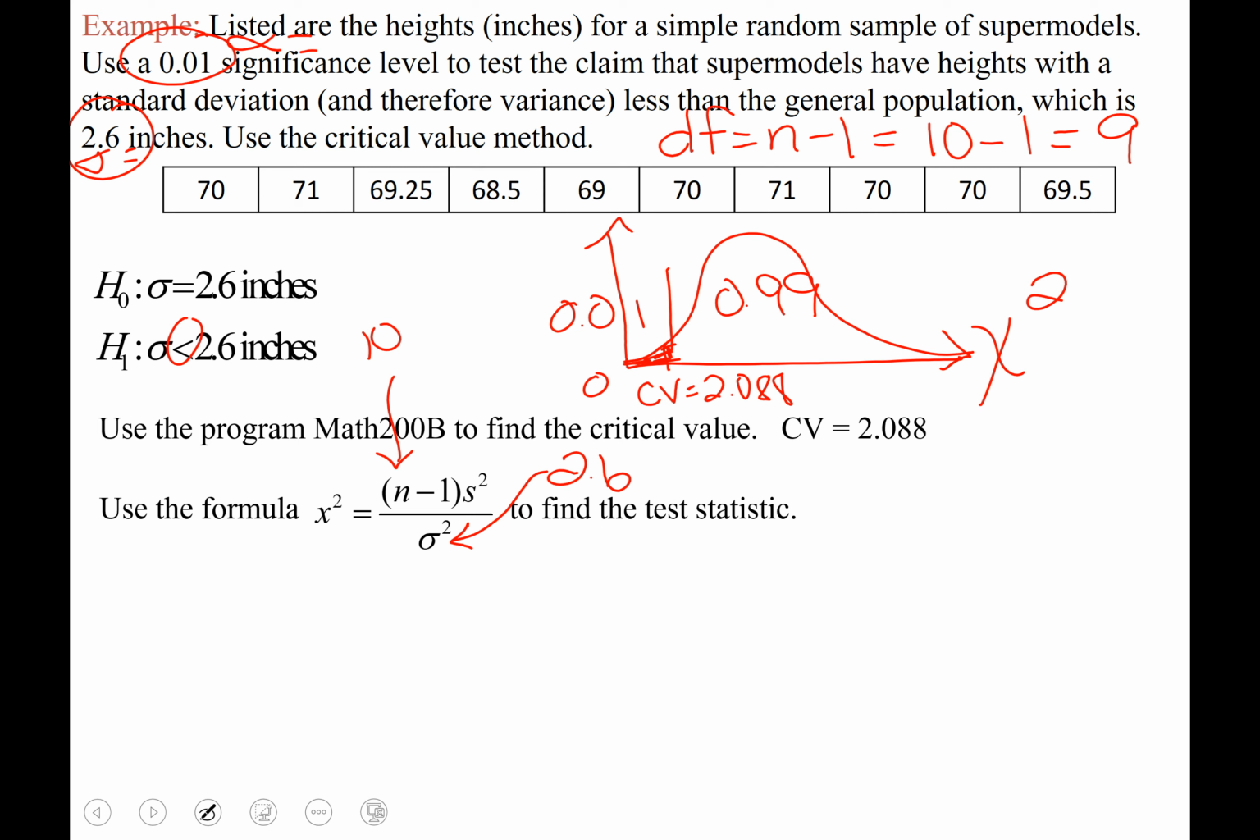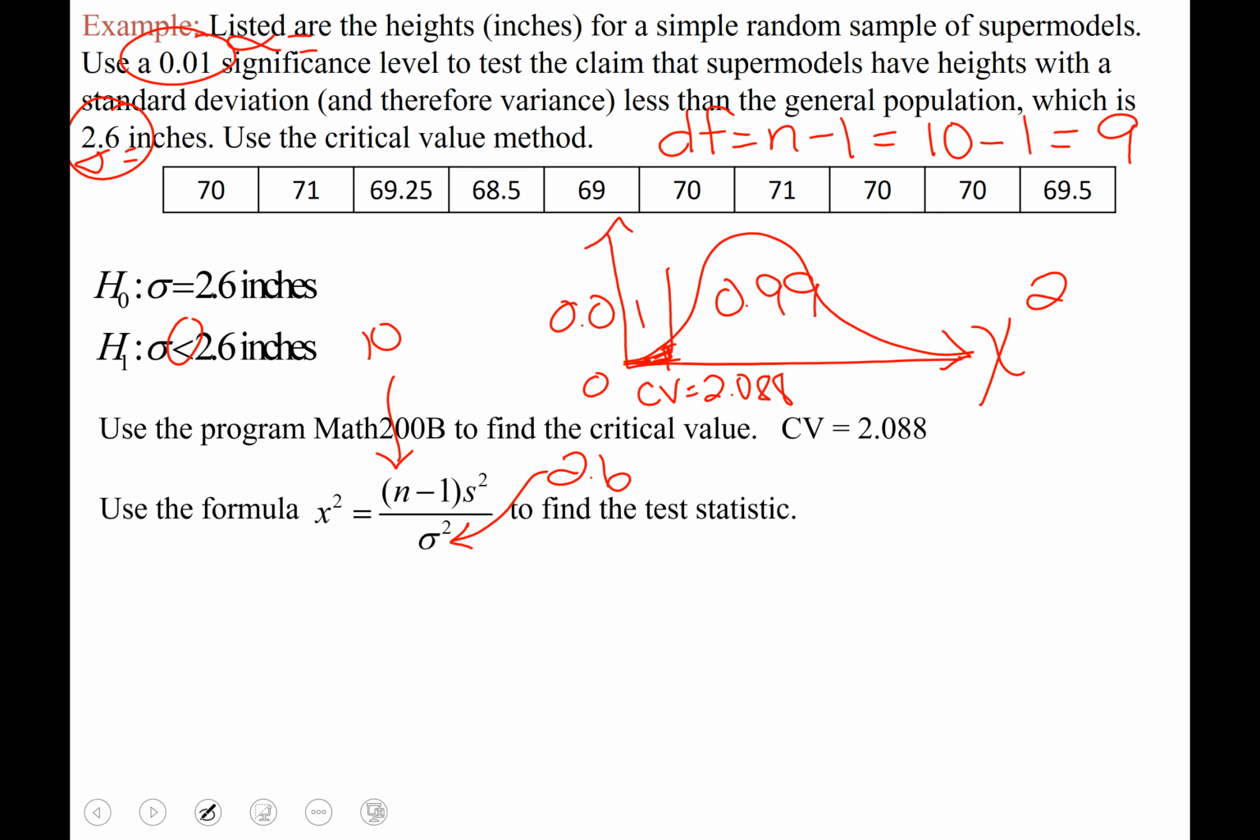70, 71, 69.25, 68.5, 69, 70, 71, 70, 70 again, 69.5 for the last one, and then we hit stat, scroll over to calculate, open up the program, one variable stats, list L sub 1 for me, frequency list you can leave blank, and then run that program.